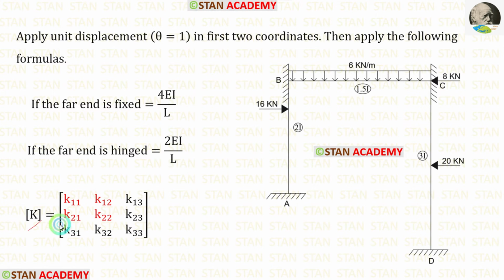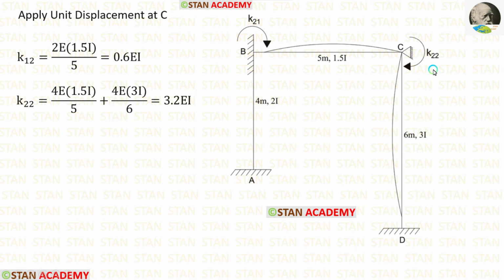Now, in the stiffness matrix, let us find K21 and K22. For that, we have to apply unit displacement in the second coordinate. Our second coordinate is at the point C. So at the point C, we have to apply unit displacement. At the point C, there was a fixed support. But when we apply unit displacement, we can assume that it becomes a hinged support.